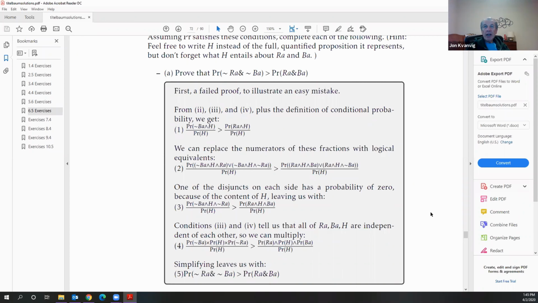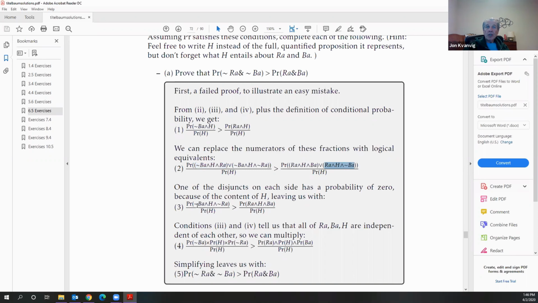So now we have the probability of a disjunction, and each of the disjuncts are exclusive of each other. Now, one of the disjuncts on each side has a probability of 0 because of what the content of H is. H is, remember, all ravens are black. Given H, if you have H as one of the conjuncts, you can't have all ravens are black and A is a raven and A isn't black. So this conjunction has a probability of 0, and this conjunction has a probability of 0.